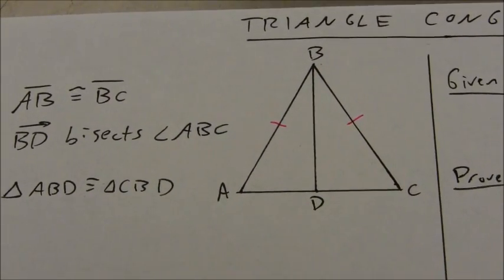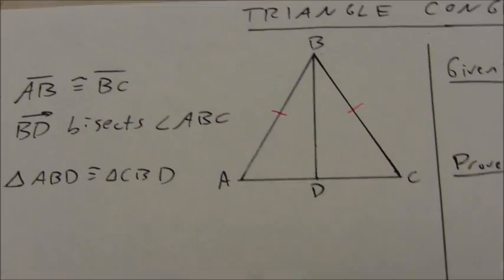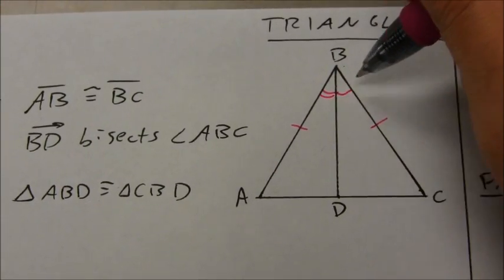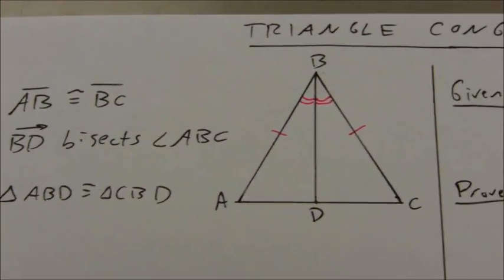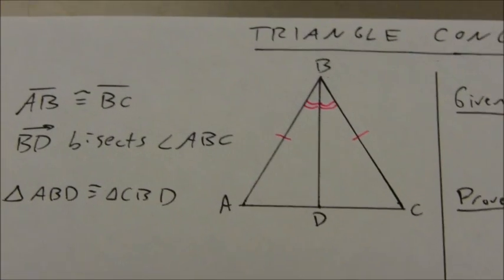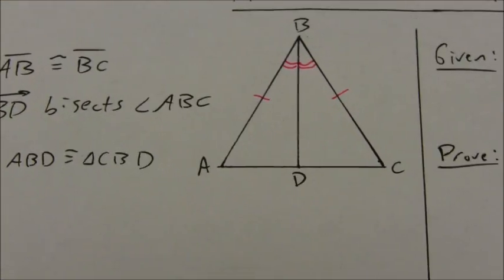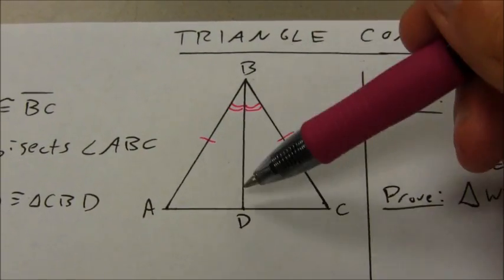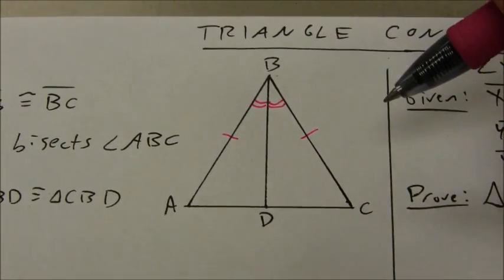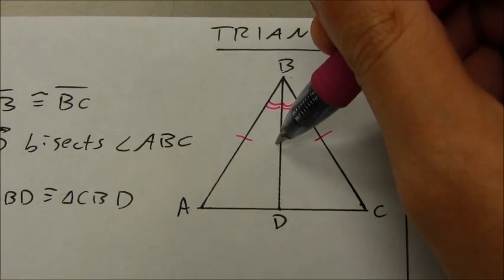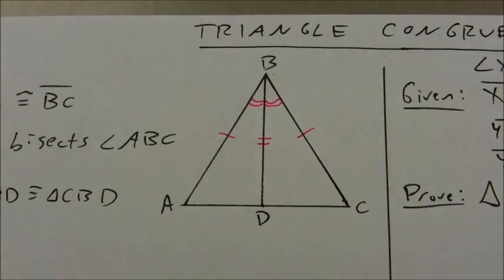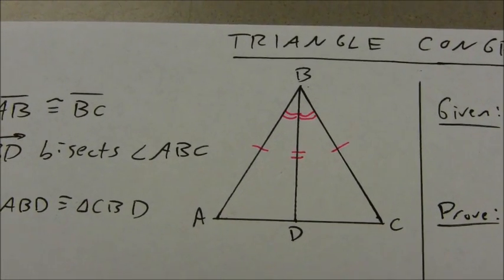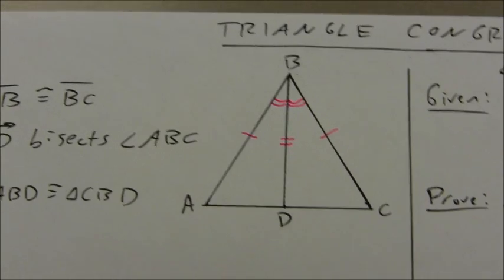BD bisects angle ABC. So if the angle is bisected, that creates two congruent angles. I'm going to mark those two angles here. And finally, you'll notice I'm not told any other congruent parts. I'm not told any other given information. However, you'll notice here there's a shared segment. BD is shared by both of those triangles. If you're doing a two-column proof, you would say that those two shared segments there, BD for the left-hand triangle and BD for the right-hand triangle, are congruent by the reflexive property.